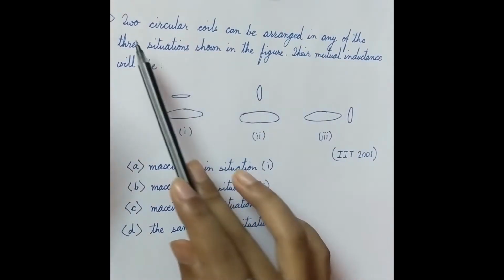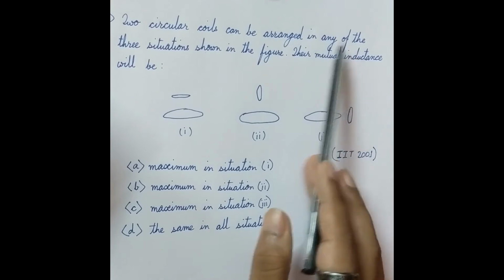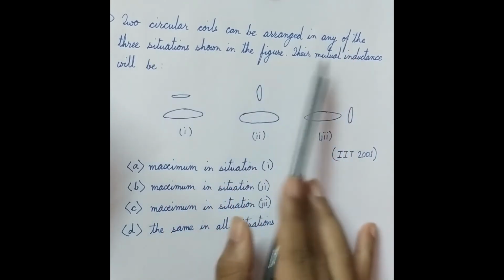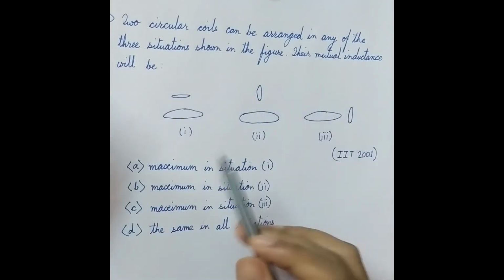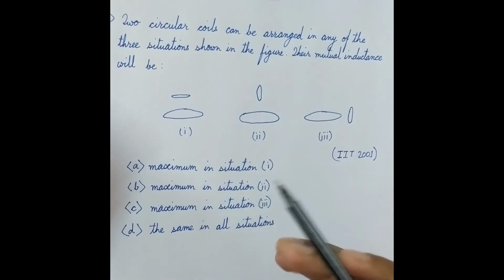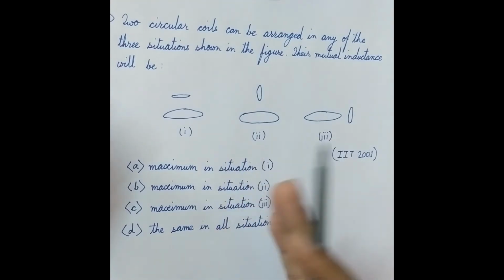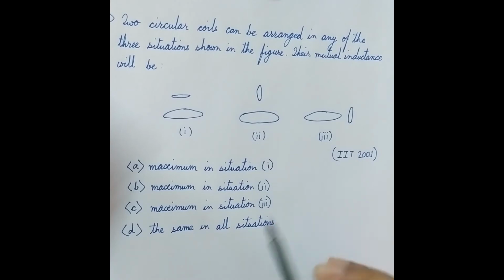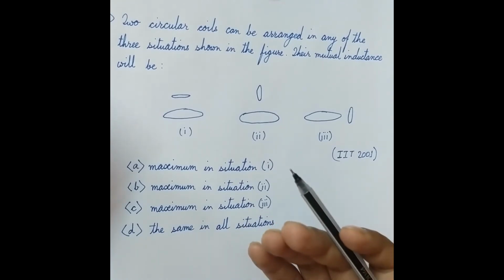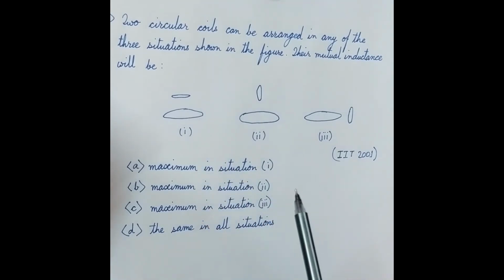So in this question they said that two circular coils can be arranged in any of the three situations shown in the figure. The mutual inductance will be... So we have to find in which case the mutual inductance is maximum. Now a way to understand how to measure mutual inductance is to see in which case the flux linkage is maximum. So we have the three situations here.